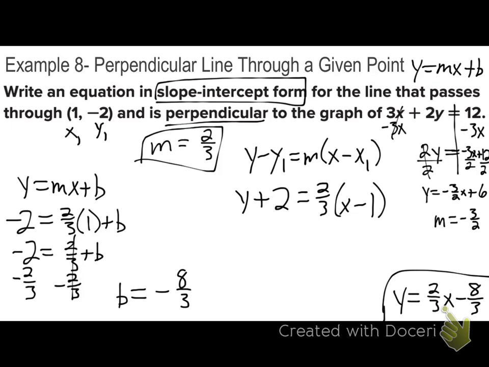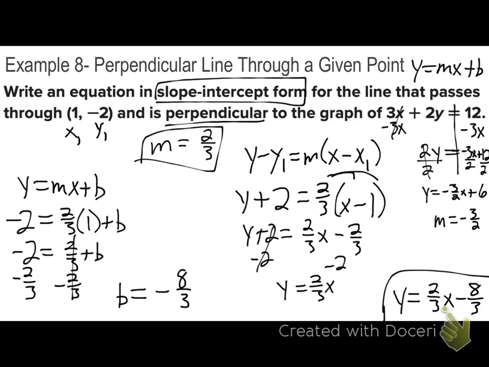It wants it in slope-intercept form, so I'd have to convert this by solving for y. I'm trying to get y by itself. Distributive property: 2/3 times x is 2/3 x, and 2/3 times -1 is negative 2/3. How do I get y by itself? Subtract 2. -2/3 minus 2 gives me negative 8/3. Right on the nose, the same answer we got using the other method.